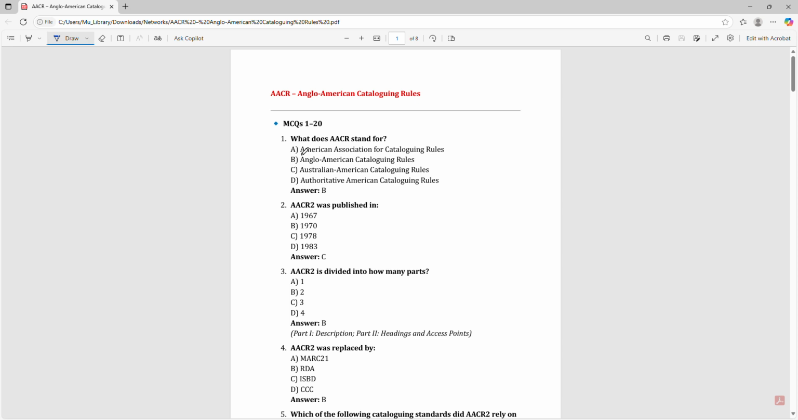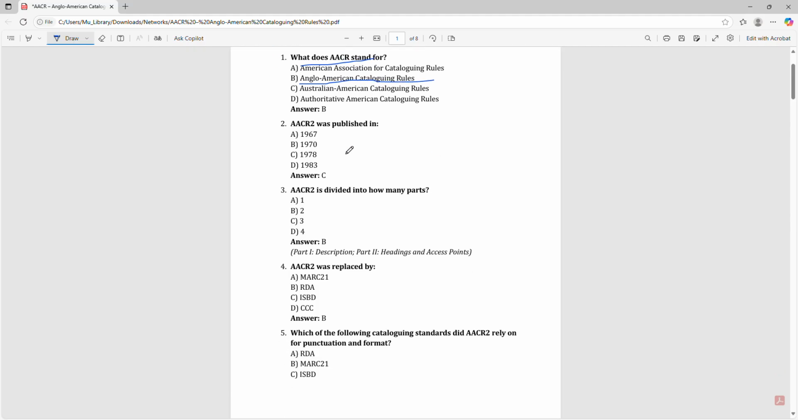What does AACR stand for? Anglo-American Cataloging Rules. AACR 2 was first published in 1978. AACR 2 is divided into how many parts? That is 2. Part 1 description and part 2 heading and access point.